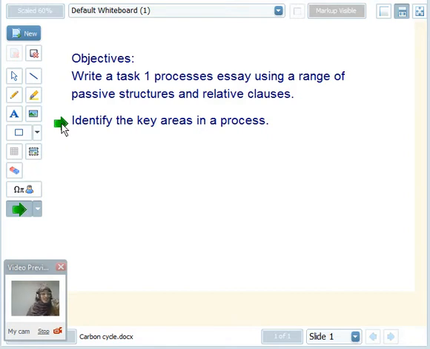So again, this is another 150 word essay, and it should have a beginning, a middle and an end. So an introduction, a main body and a conclusion. And as long as you stick to that format, you should be okay. And it's really important that you give an overview of what the actual process is about. So I'm going to show you today's task.